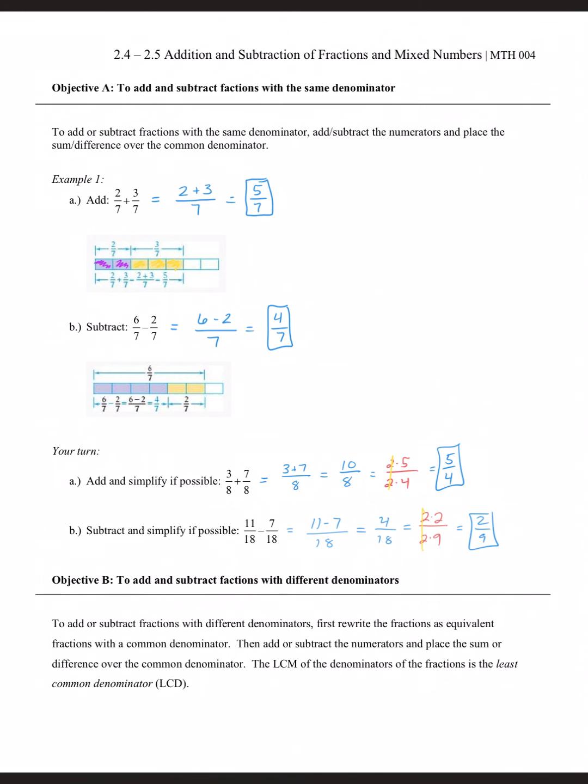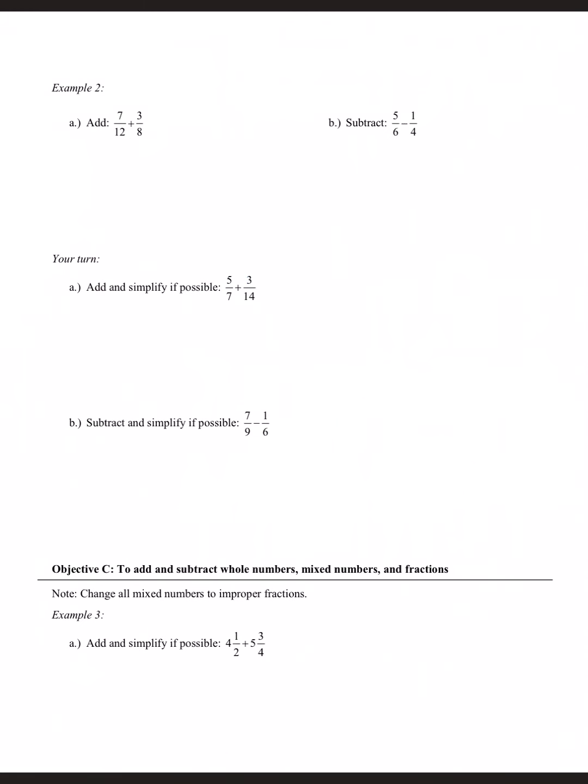In objective B here, we're now going to add and subtract fractions with different denominators. You can pause the video, take a minute, read this, but what it's saying is that you have to find a least common denominator, meaning if your fractions have different denominators, you need to find a common denominator. Okay, let's look at the next page.